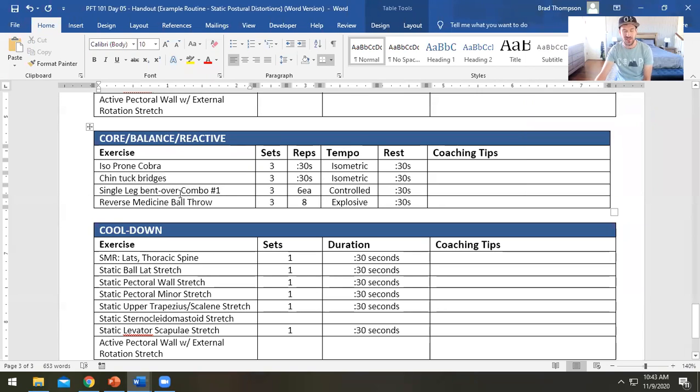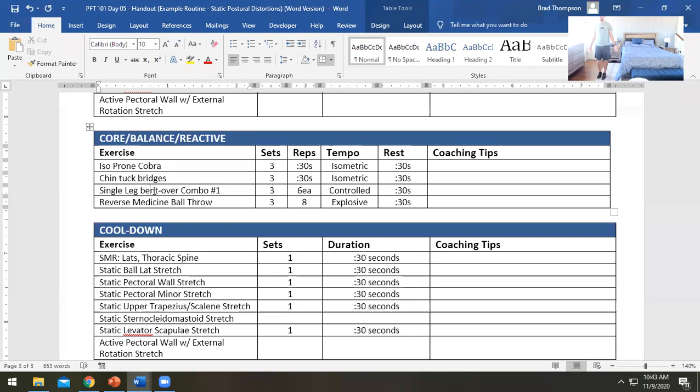Now, this one is the most complicated on the list. This is the most complicated exercise of the whole day. Single leg, bent over, combo number 1. There are two combos there, and combo number 1 is what's referred to as a YTA. That means you raise your arm up in a Y, you raise it up in a T, and you raise it back in an A. It's like YMCA, right? Like YTA. But it's a single leg bent over one, so it's a balance exercise.